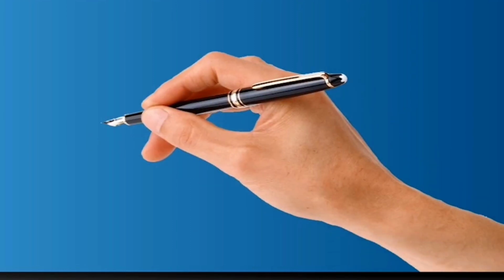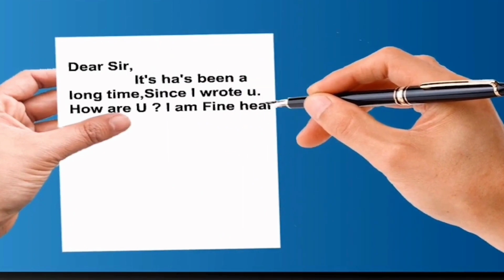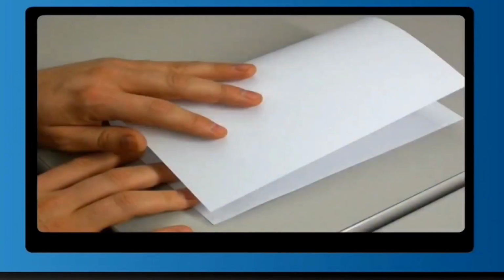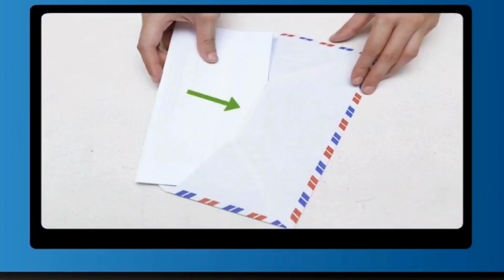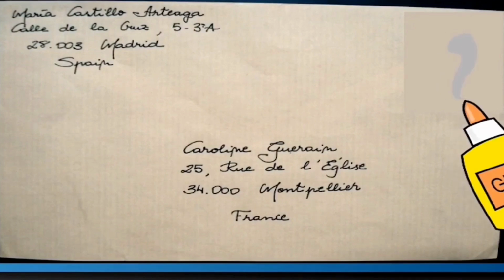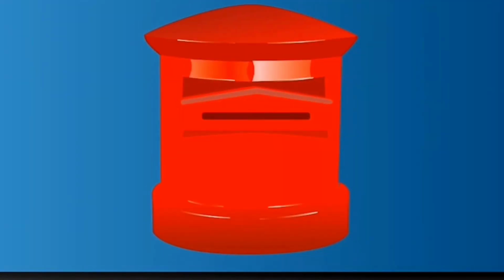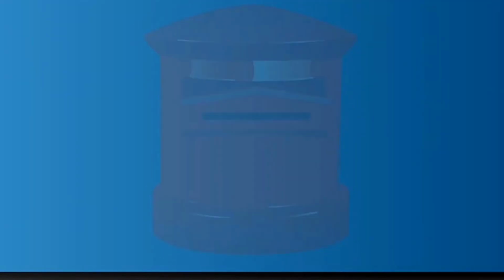Step 1, take a pen. Step 2, take a paper. Step 3, write the letter. Step 4, fold the paper and put it in the envelope. Step 5, close the envelope. Step 6, write the address. Step 7, apply glue and add stamp. Step 8, go to the post box. Step 9, drop the envelope.